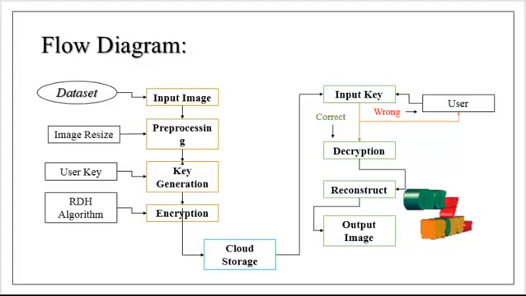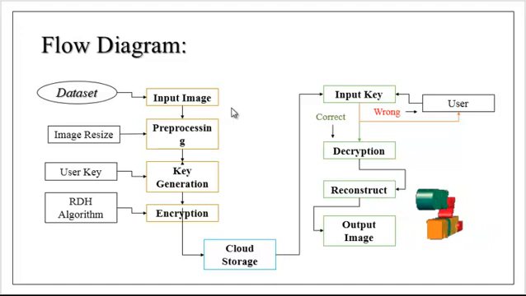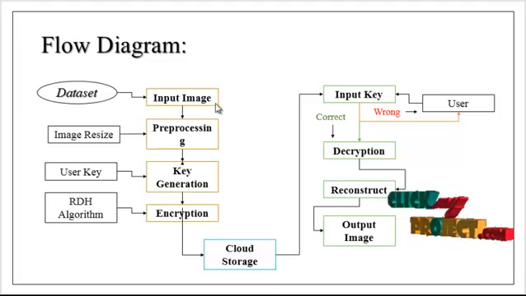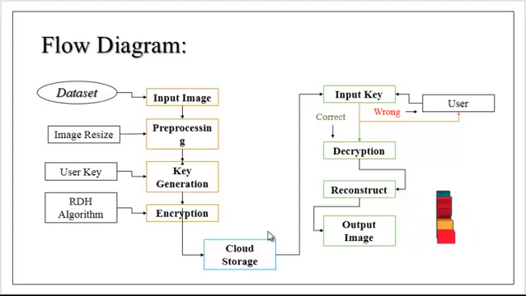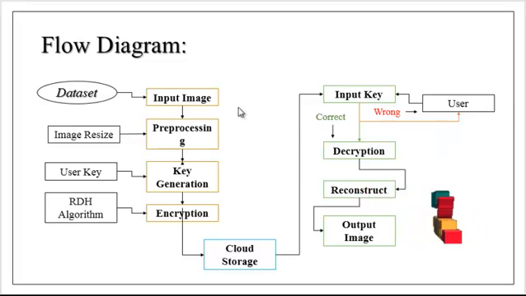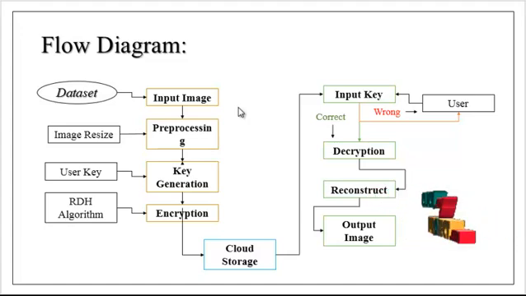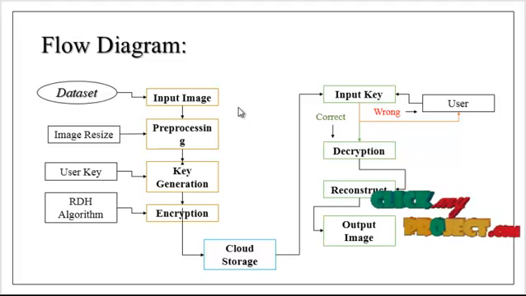Now we are going to discuss the flow diagram of the process. This is the overall working flow of this process. In this project, the modules are input image, pre-processing, key generation, encryption, cloud storage, then again decryption, reconstruction, and then output image. These are the modules we have followed in this project. First, the input is taken from the dataset. The dataset consists of a lot of medical images, whether lung, brain, or whatever it is. So we have to take any one image.